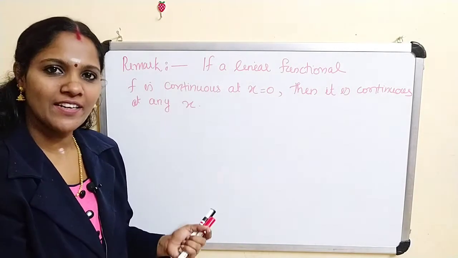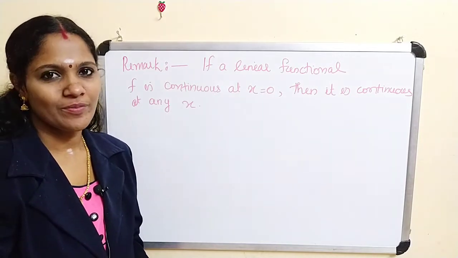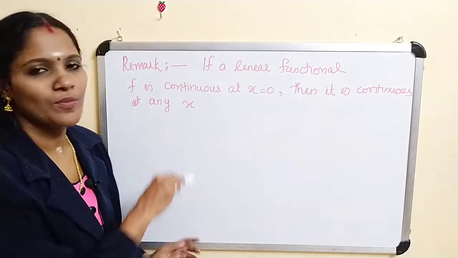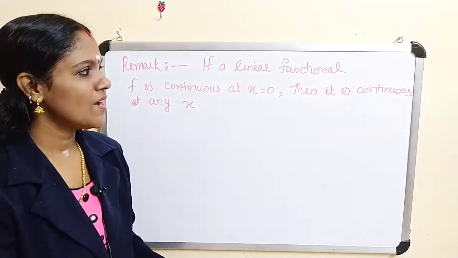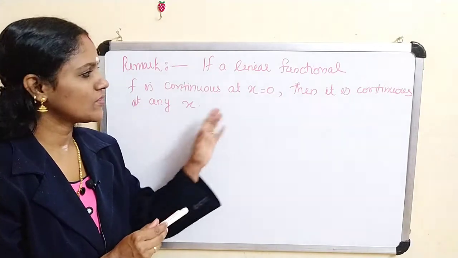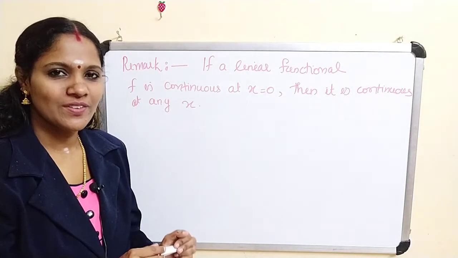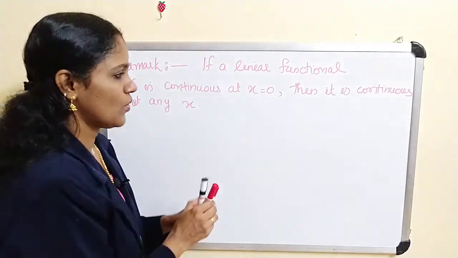If f is any continuous function, then clearly it is continuous at x equal to 0. Okay, you try to prove this. If a linear function is continuous at x equal to 0, then it is continuous at any x. Suppose this is continuous at x equal to 0, then it is continuous at x naught. I will give you a clue.